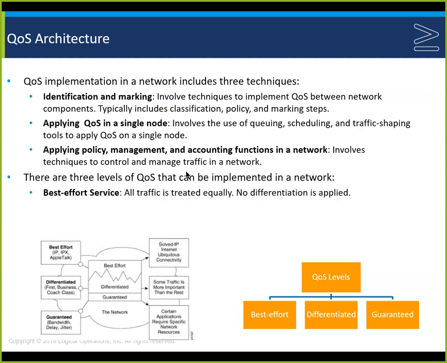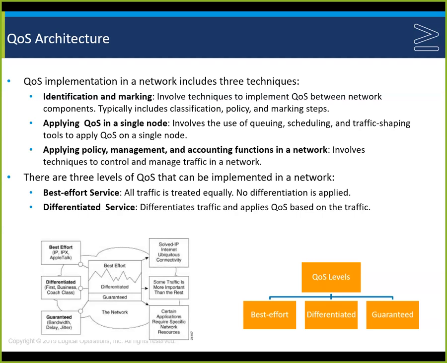Three levels, best effort. That's when we don't mess with it. We don't do anything with it. All traffic is created equally, treated equally. No differentiation is applied. Differentiated services, and if you look at the images down there at the bottom, best effort, IP, IPX, AppleTalk, the protocols that we use at layer three are best effort for those things.